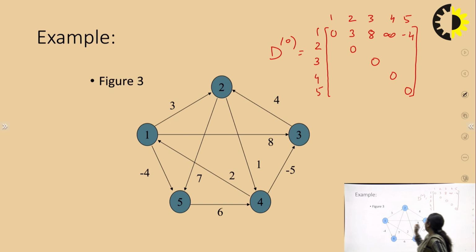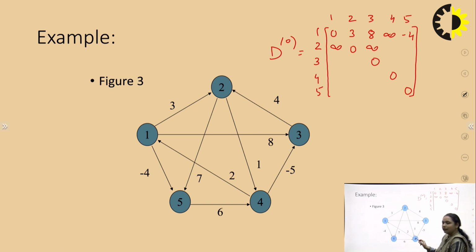Next 1 to 5 are completed. Next consider node 2. Now starting from 2 to 1, there is no direct path. So what we will write? We will write infinity. 2 to 2 it is 0. 2 to 3, again there is no direct path. So what we will write? We will write infinity.